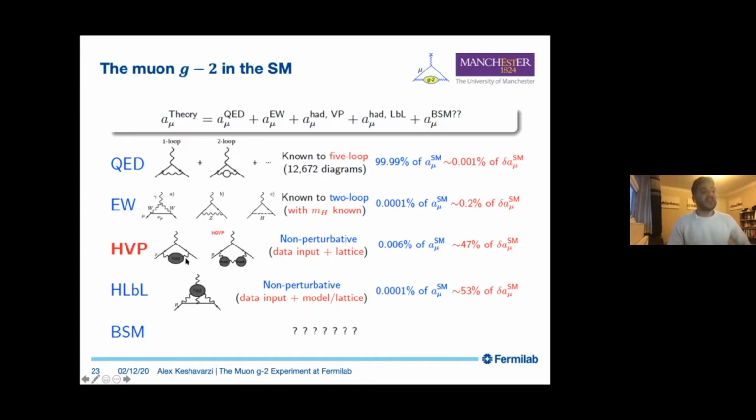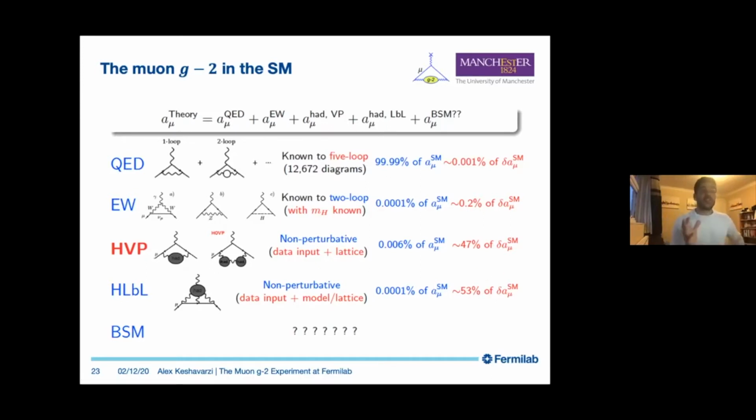The difficulty comes in hadrons because hadrons are non-perturbative. We don't have precise calculations of non-perturbative effects, and so we have to rely on experimental data. And there are these two classes of diagrams here, the hadronic vacuum polarization and hadronic light by light contributions, and you can see that really they contribute 50% each of the total standard model uncertainty.